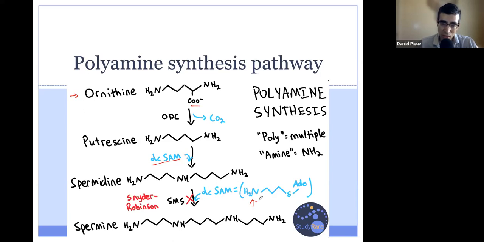spermine synthase, or SMS. Now, individuals with loss of function variants in SMS have Snyder-Robinson syndrome, which we'll talk about. The other disorder that's present in this pathway is called ODC superactivity, where you have too much activity of the enzyme ODC, resulting in elevated levels of putrescine.